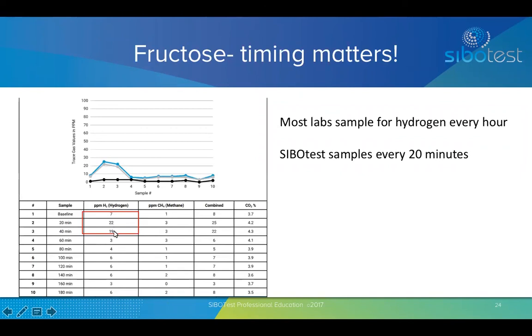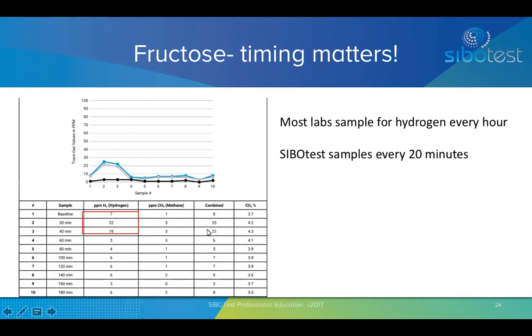Because we actually measure fructose every 20 minutes versus other labs that measure fructose every hour, you can see here how easy this little blip of fermentation would have been missed if we had done it every hour. So it's important to measure these samples correctly, and every 20 minutes if you're using it for SIBO testing.